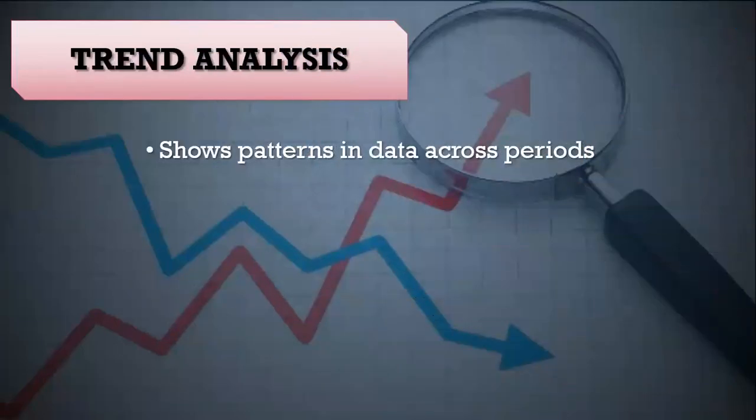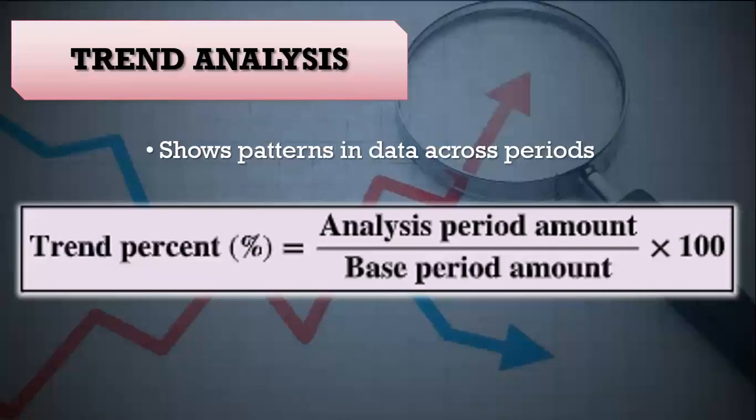Then we have trend analysis. Trend analysis is going to show a pattern, not just from the current period to last year, to the last period. This is going to be across several periods. So our trend percent is going to be the analysis period, very similar here, divided by the base period amount. That's going to give us a decimal. When we multiply it by 100, that's going to change it to a percentage. So again, trend percent will be the analysis period divided by the base period amount.